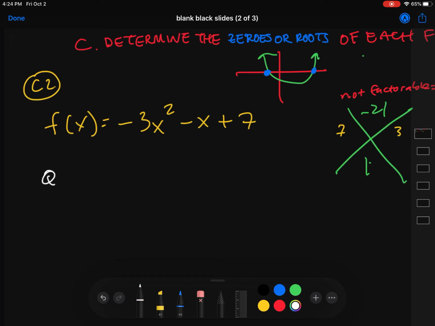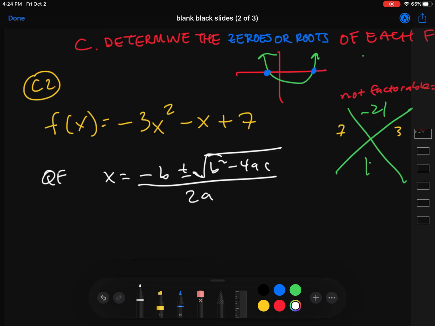What is the quadratic formula? The quadratic formula is x equals negative b plus or minus the square root of b squared minus 4ac all over 2a. Did you like my singing there?